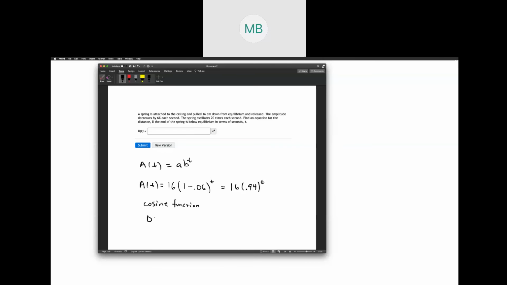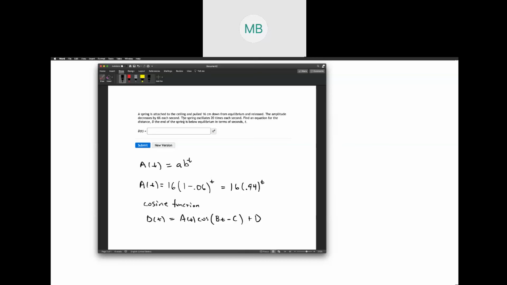So far, we're looking for a function d of t, which is equal to a of t cosine of bt minus c, plus d, where d is the midline, c over b will be a phase shift, and b is related to the period.